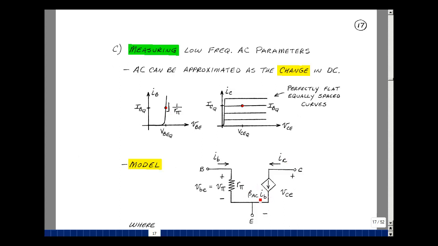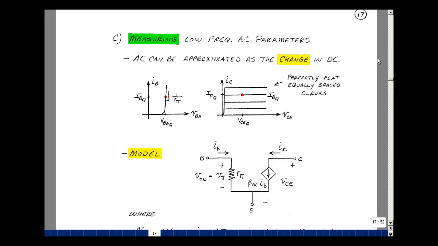In Chapter 5, we found beta DC as the ratio of IC to IB at the operating point, and that was also equal to beta F. Beta F, beta DC, and beta AC were the same values. This was based on having perfectly flat curves that were equally spaced. Let's take a look at this same idea in a little different way.